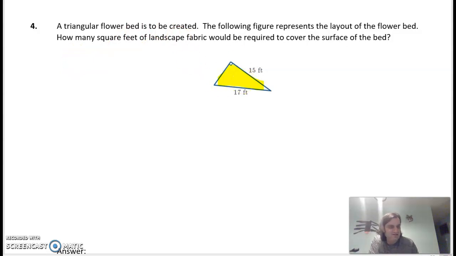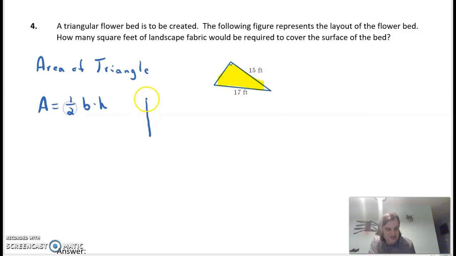So I need to give you a formula here. So I need to give you area of a triangle, which will be 1/2 base times height. Now let me draw you a figure here. We're talking about a right triangle here. So we have base and we have height, and neither one of those is the hypotenuse in this figure.